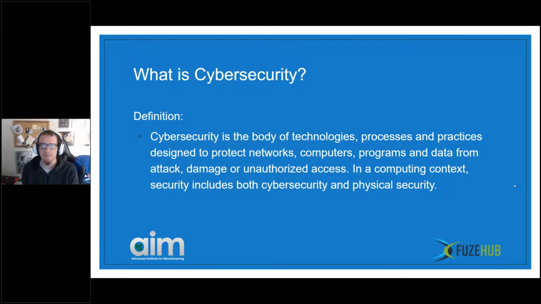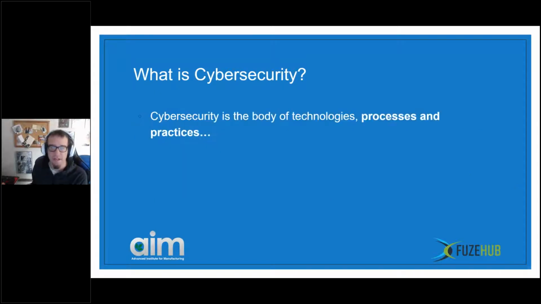So the definition of cybersecurity is that it is the body of technologies, processes, and practices designed to protect networks, computers, programs, and data from attack, damage, or unauthorized access. In a computing context, security includes both cybersecurity and physical security. So this is a very dense wall of text with a lot of jargon in it. So what I like to do is take this definition and break it out and highlight the more important parts that, again, people may not necessarily associate with the subject.